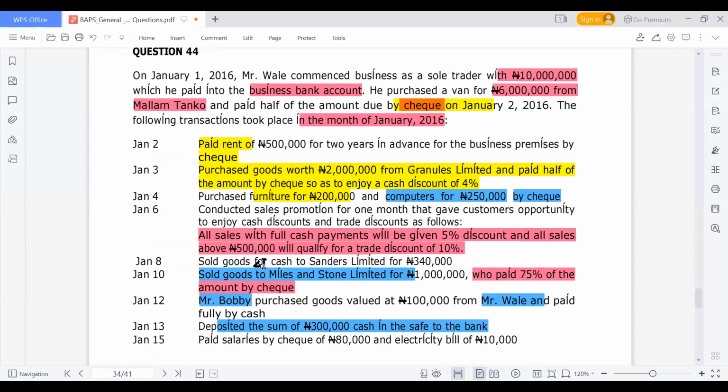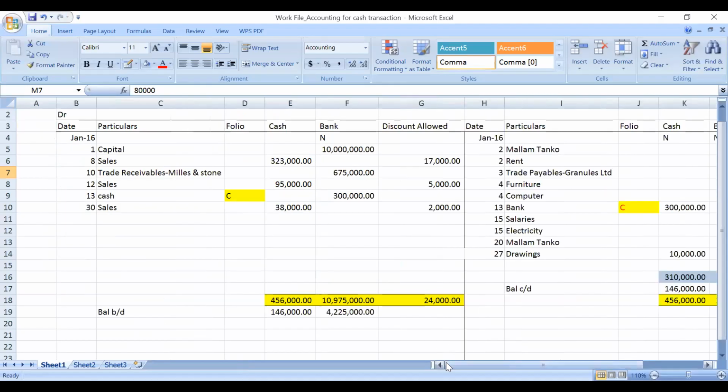Sold goods. The next date, which is on January, sold goods for cash of how much? To Standard Limited of 340. No, we have calculated it already because there's a discount. How much are we going to record in the sales account? To be 323 and a discount as well. So let me open a sales account.